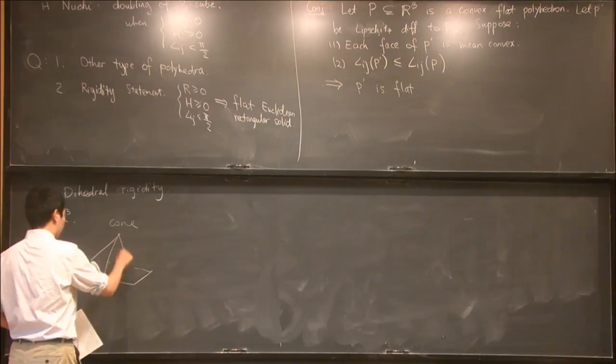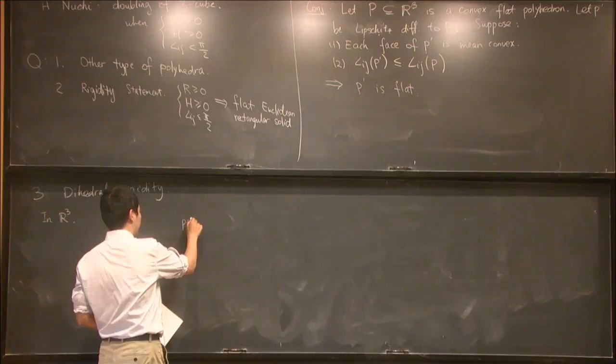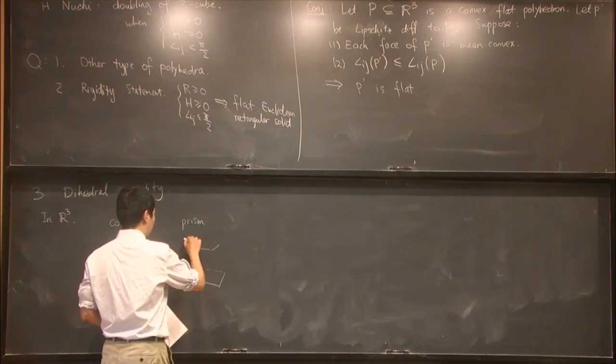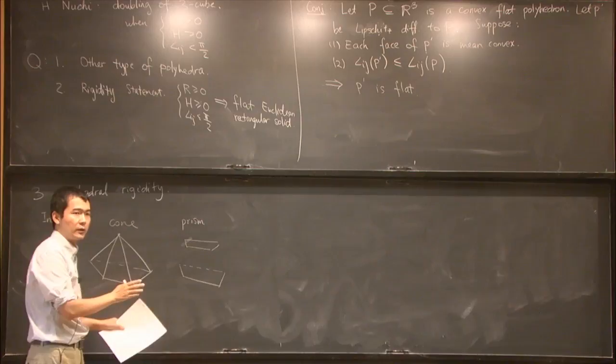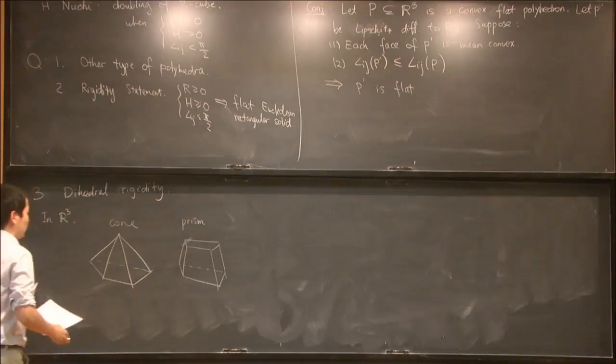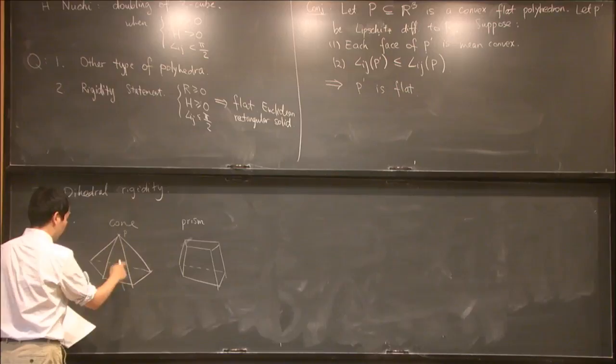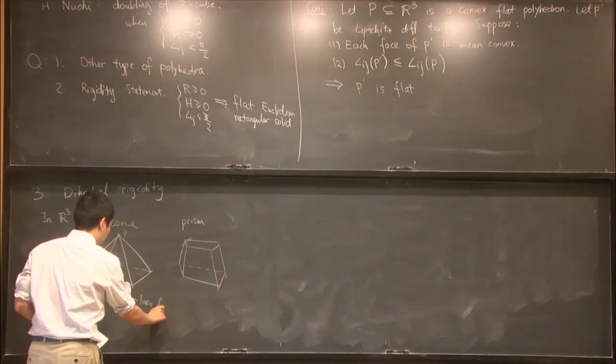Okay, and the second type, let me call it a prism. In this case, you take two parallel and similar polygons on two parallel planes. Okay, so they are congruent up to scaling, but not up to rotation. So let's connect everything in between. All right, there are some notations. For a cone, I'm going to call this point the vertex. And its opposite face, I'm going to call it B. It's a base face. And all the other faces, I'm going to call them side faces and denote them by Fj.